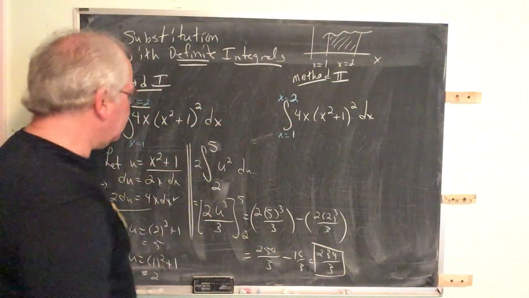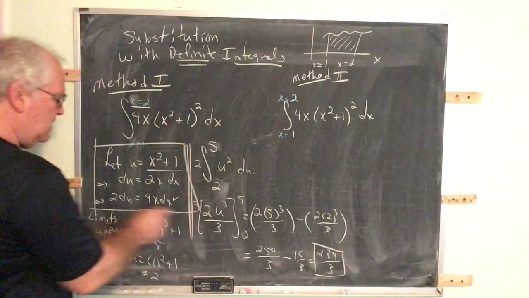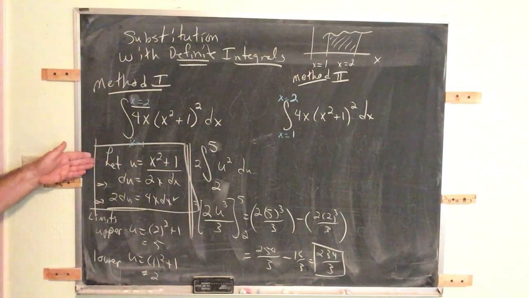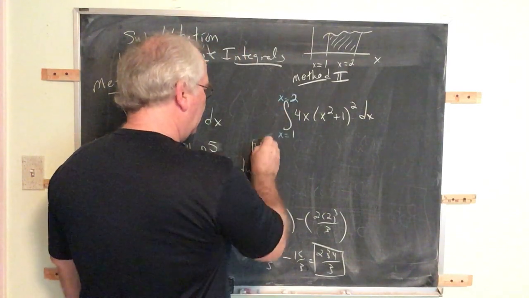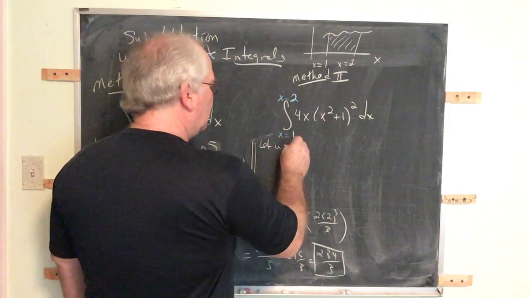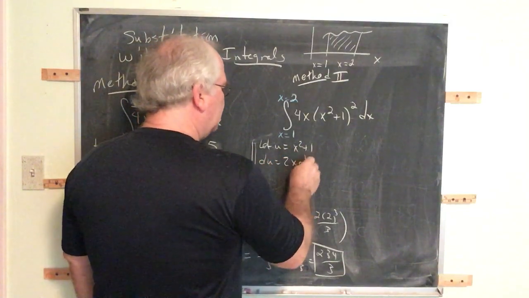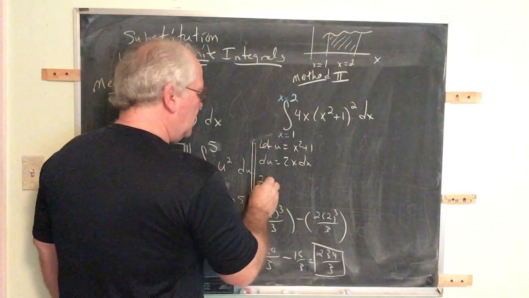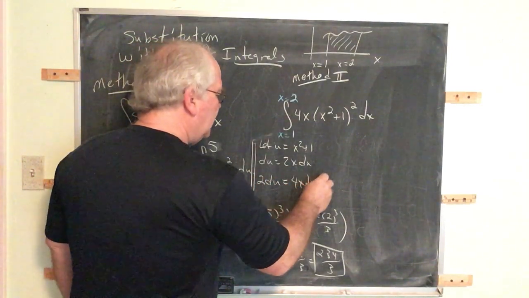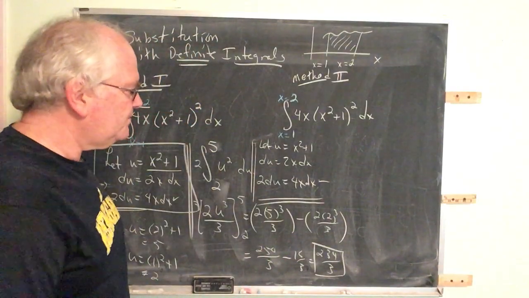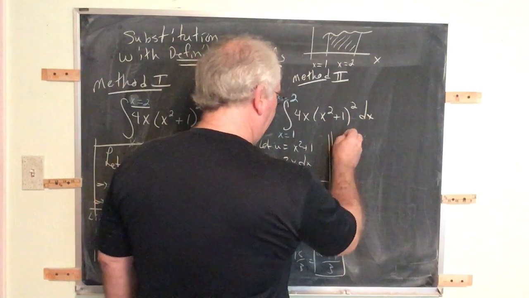Method number 2 is this. In fact, I'm not even going to write it. It's the same. You would let, here, let's do this here. I'm going to run out of space if I'm not careful. Let u equal x to the second plus 1. du is 2x dx. I don't want 2x, I want 4. So 2 du is equal to 4x dx, and the substitution is exact.